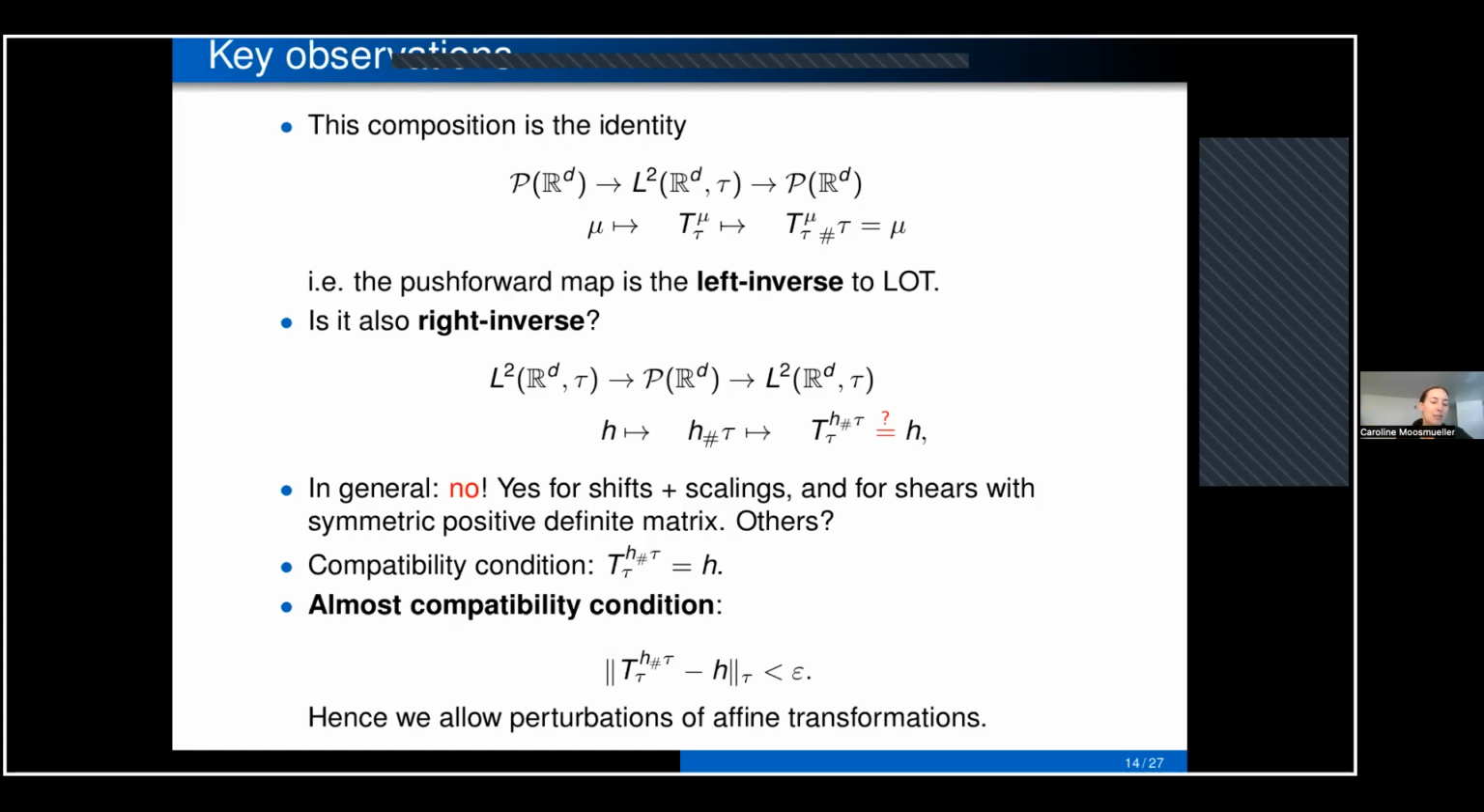But I think it's the more interesting kind of problem, because we're never going to satisfy these kinds of things exactly. If we do discretization, if we do numerical algorithms, or if we have data that comes from applications. So really what we're allowing is elementary transformations plus perturbations.